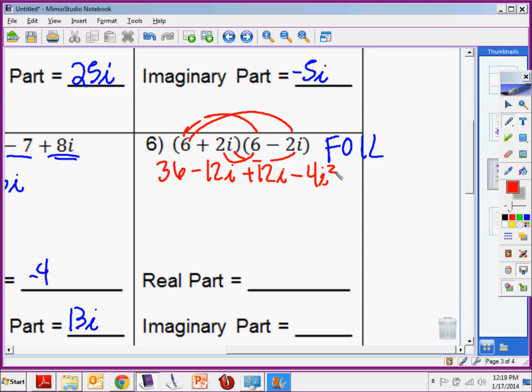And then the 12i and negative 12i, we combine. Why would it cancel out? Because it's not 36 minus 4i. We're about to cancel out the middle terms.